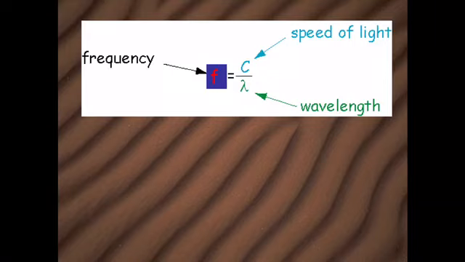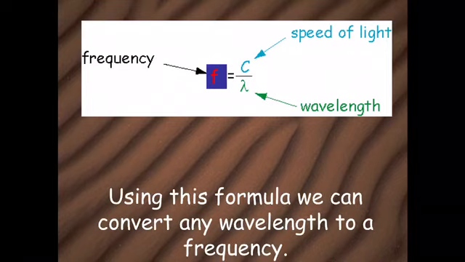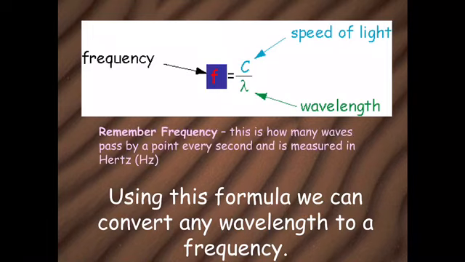We have to convert wavelength to frequency quite a lot in physics, and even more perhaps in Leaving Cert physics. So you use this formula, you convert any wavelength to frequency. So remember, frequency is how many times something past the point goes up and down in a second, and it's measured in hertz. Wavelength is measured in meters, and the speed of light is meters per second.